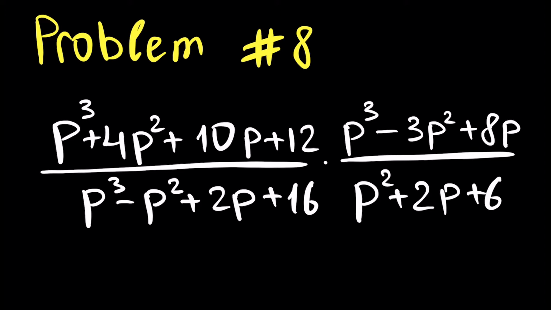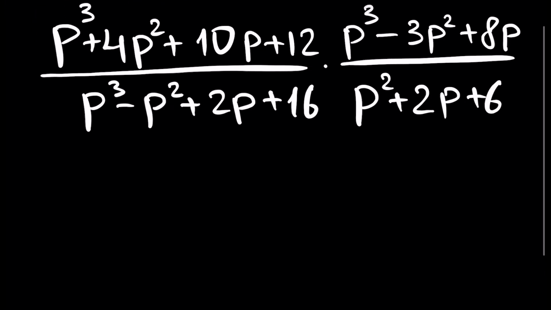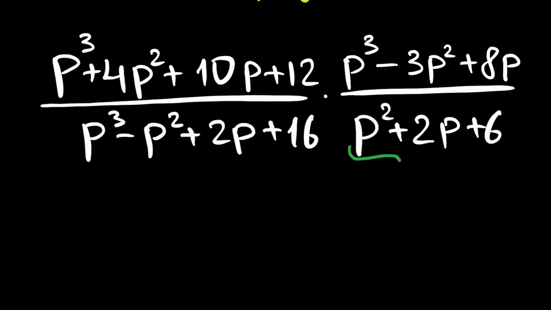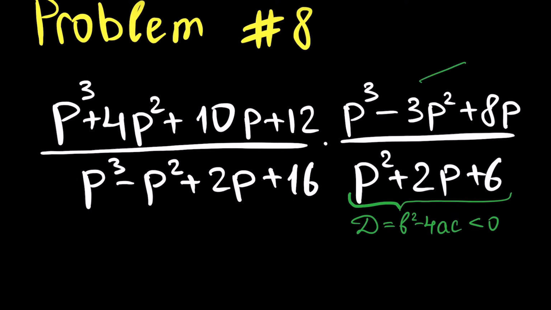First of all, when we look at this problem, we note that this polynomial in the denominator has discriminant, which is b squared minus 4ac, less than 0. That's why this polynomial doesn't have real roots. And the second thing is that this polynomial in the numerator of the second fraction, we can take p out of this expression, so it will be p times p squared minus 3p plus 8. In this case, for this polynomial, we also have a discriminant less than 0.